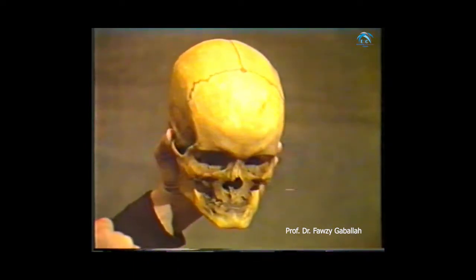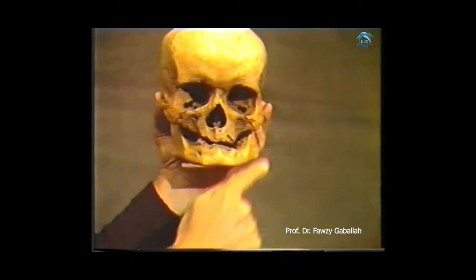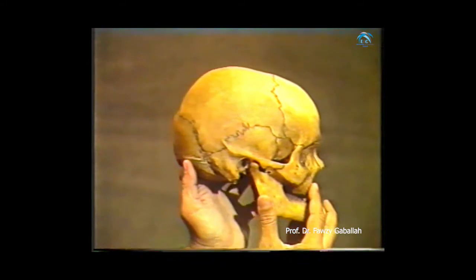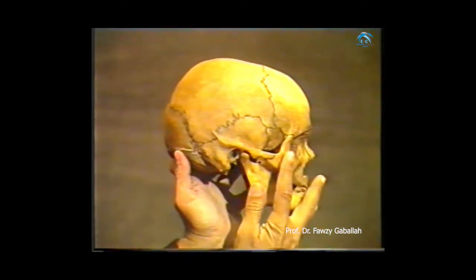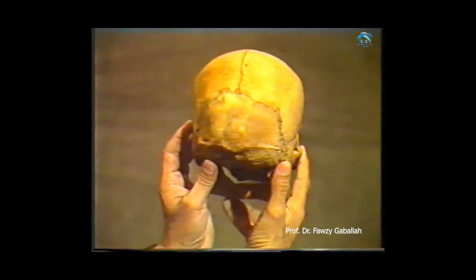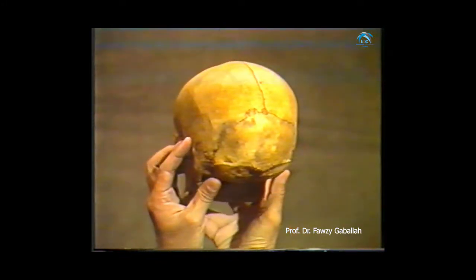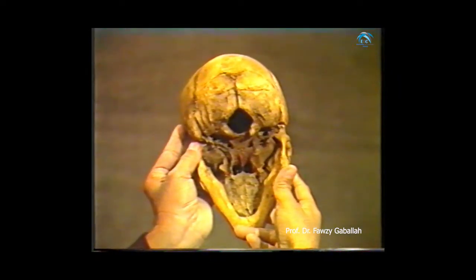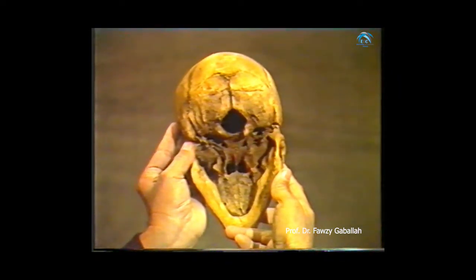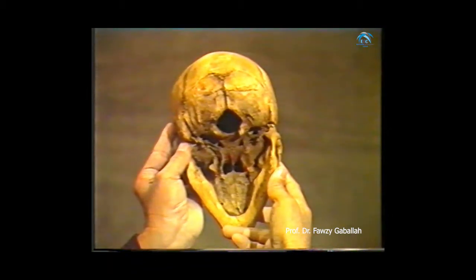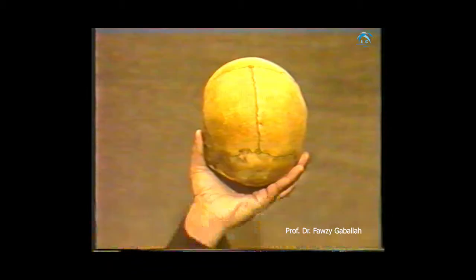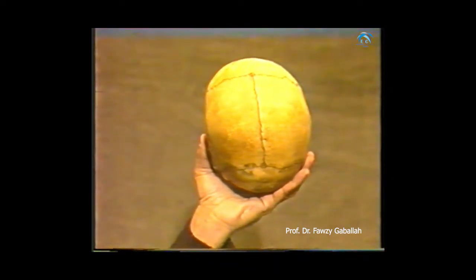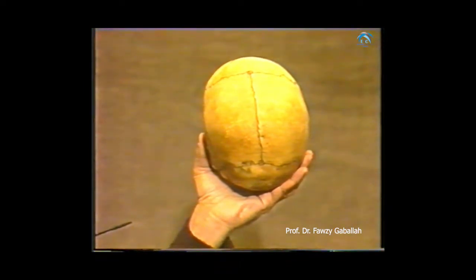anterior aspect or norma frontalis, the lateral aspect or norma lateralis, the posterior aspect or norma occipitalis, and from the base or norma basalis. The skull in general is composed of a large number of bones that articulate together at the sutures. Now we are going to describe the superior aspect of the skull or norma verticalis.